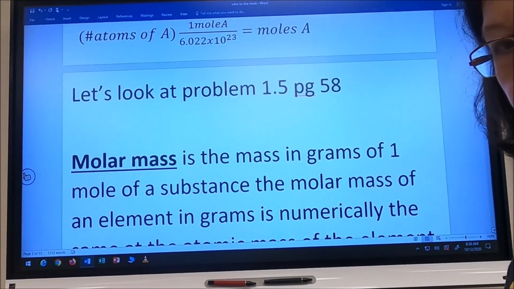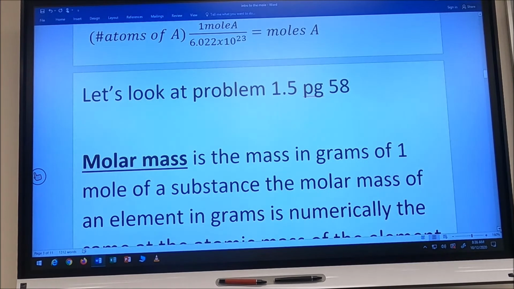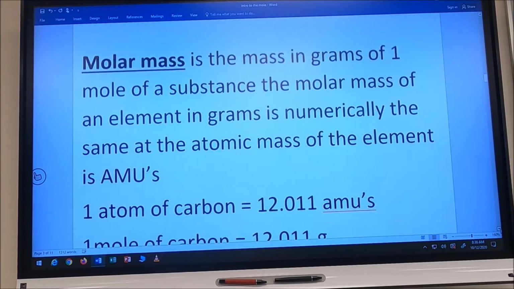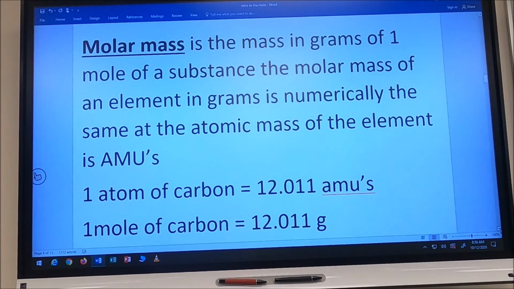Now, our next thing up is molar mass. Molar mass is the mass in grams of 1 mole of a substance. The molar mass of an element in grams is numerically the same as the atomic mass of that element in AMU. So 1 atom of carbon has an atomic mass of 12.011 AMUs. 1 mole of carbon then is going to have a mass of 12.011 grams.